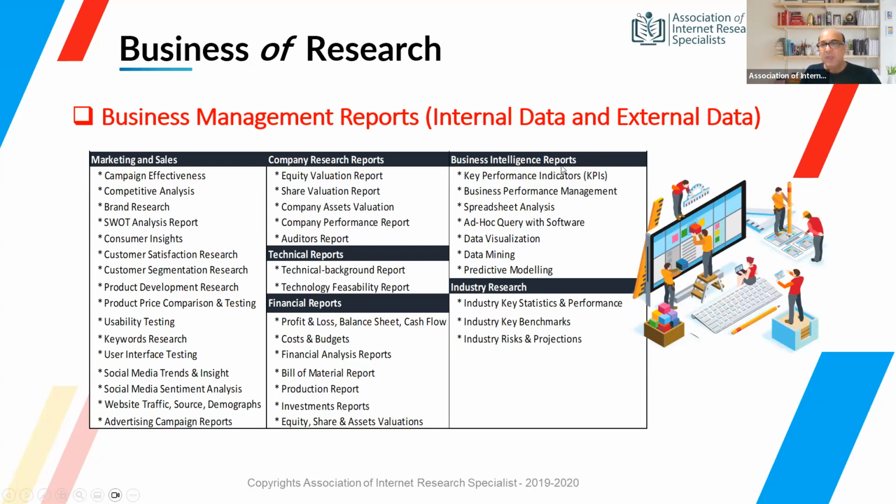You could even see business intelligence reports. What are key performance indicators? Performance indicators, you should know. Business performance management reports, spreadsheet analysis, ad hoc query. These are just some of the ways. Ad hoc query, by the way, with software means that it is extracting data automatically from any source that is visible or indexed as pages in the search engine. Because it is very extensive, it requires an automated process.